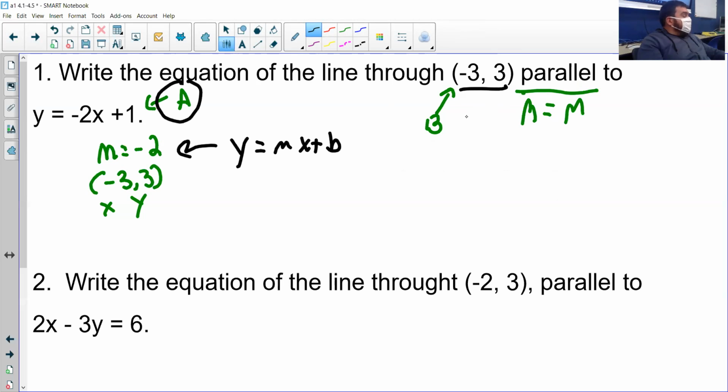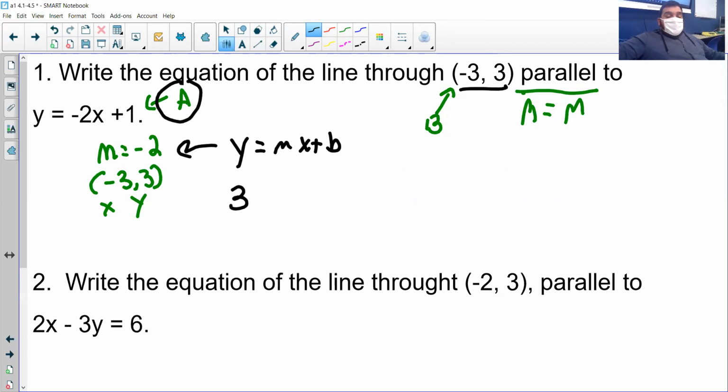Why is there an A? Because you're making a new line. We're gonna do slope-intercept form. I'm just calling it equation A, and we're making equation B. So we're gonna use this information to solve it.